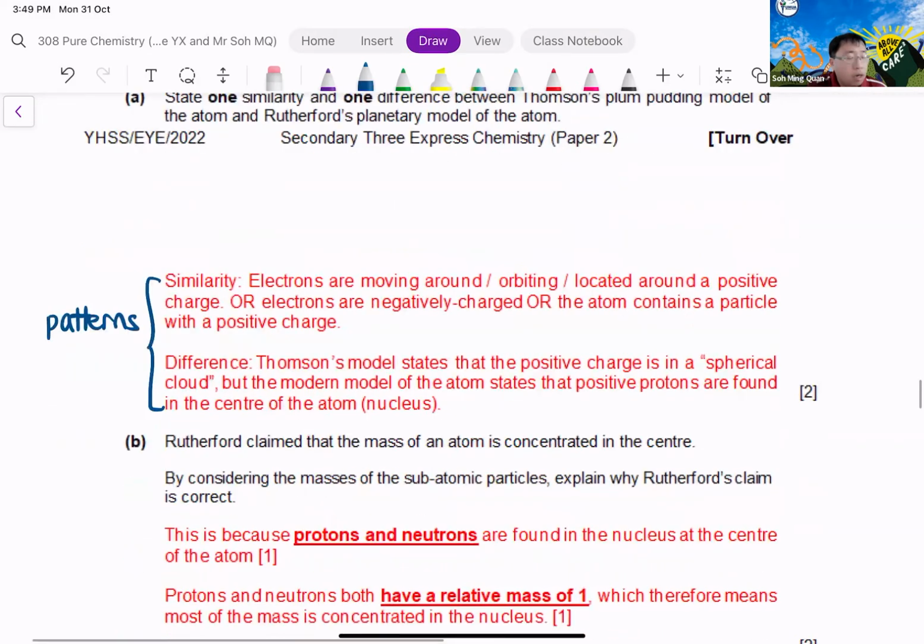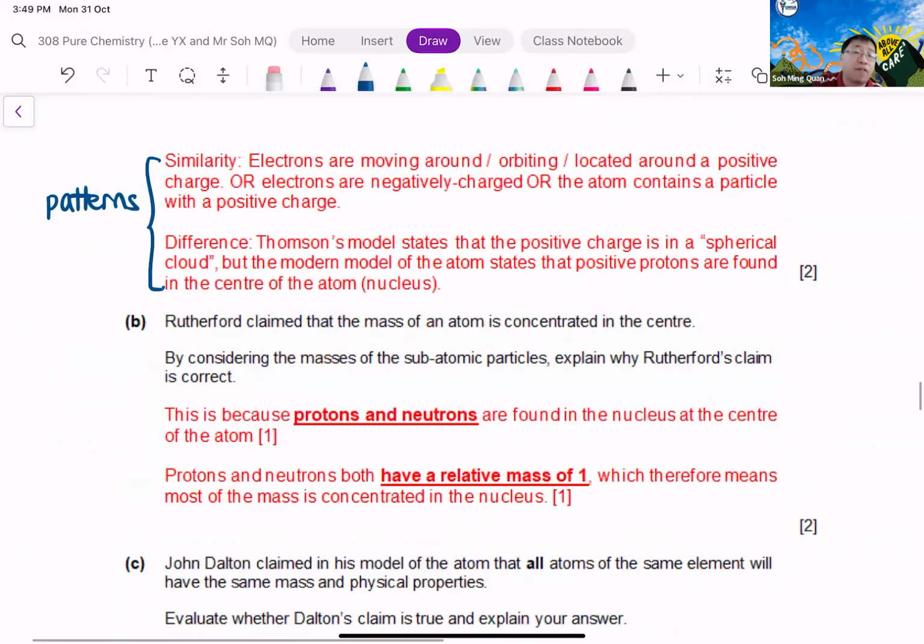Next, Rutherford claimed that the mass of an atom is concentrated in the center. Wow, this sentence sounds familiar, right? What is the center of the atom called? The center of the atom you have studied is called the nucleus. Then you got to think now, okay, I studied the nucleus in the lesson. How can I use my contextual knowledge to link to the answer?